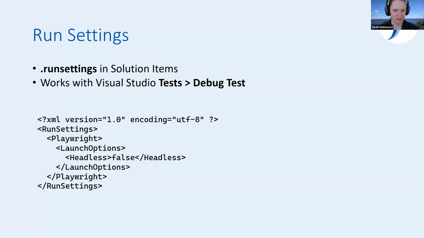We'll take a look at there's a folder in my solution for solution items. There's a file there called .run settings. This is specifically to work with Visual Studio's tests menu. So the tests and debug tests, and I'll show you how that works. You'll see it's XML. Unfortunately, I don't get cool IntelliSense to help me with this, but it works for what we need.